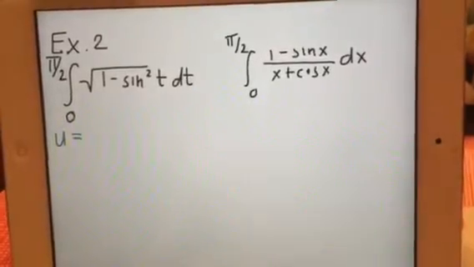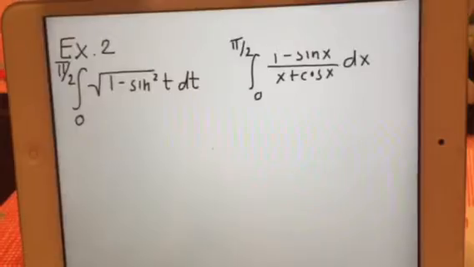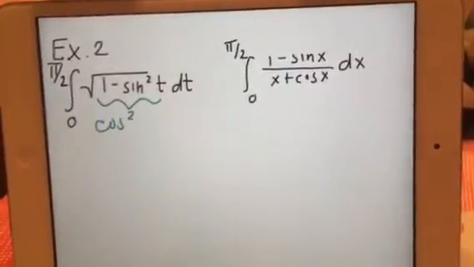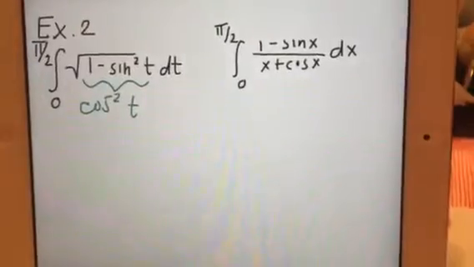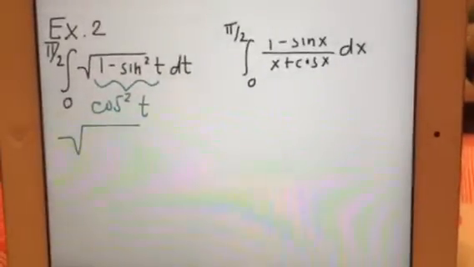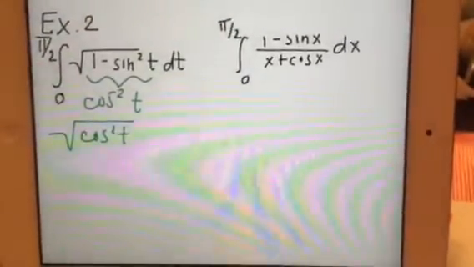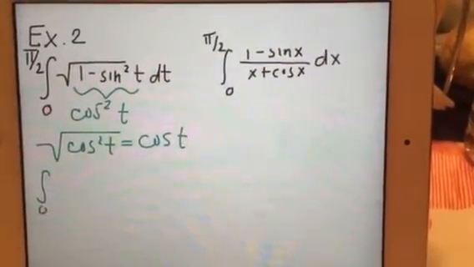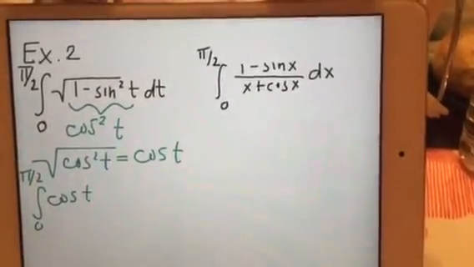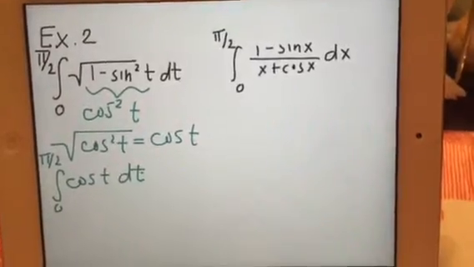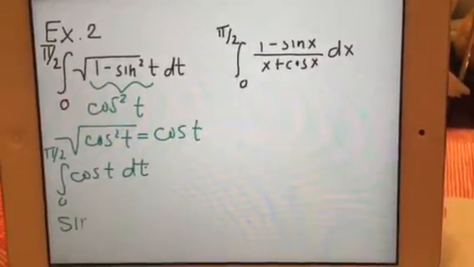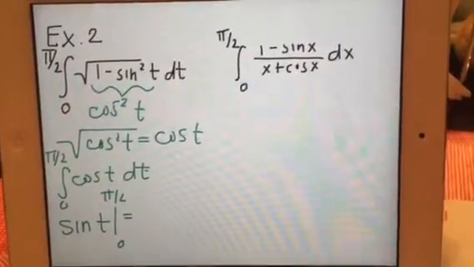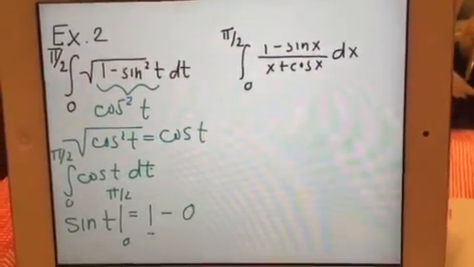So u is equal to, before we do that, if we remember our Pythagorean identities, this here is the same thing as cosine squared of t, because sine squared plus cosine squared is equal to 1. So if we evaluate this, we have the square root of cosine squared t, which is the same thing as just cos of t. So we're going to have from 0 to pi over 2 of cosine of t dt. We don't need to use u substitution on this one. We simply integrate it, which would give us sine of t, evaluated from 0 to pi over 2. Sine of pi over 2 is 1, minus sine of 0 is 0, so that gives us a solution of 1.